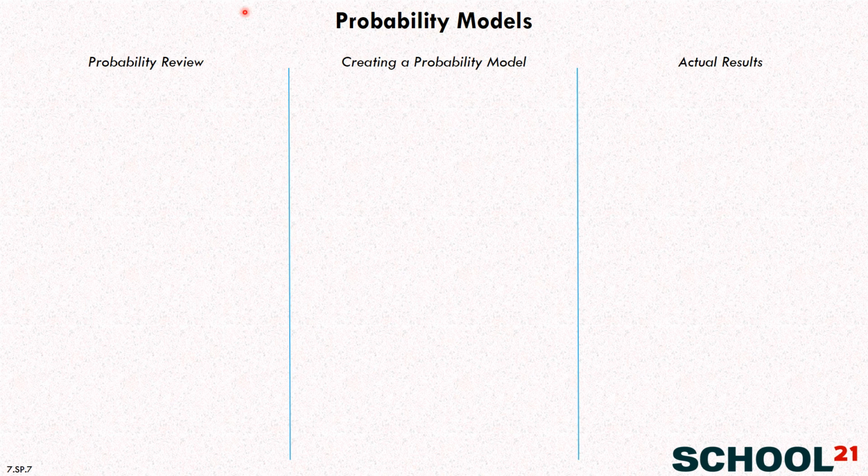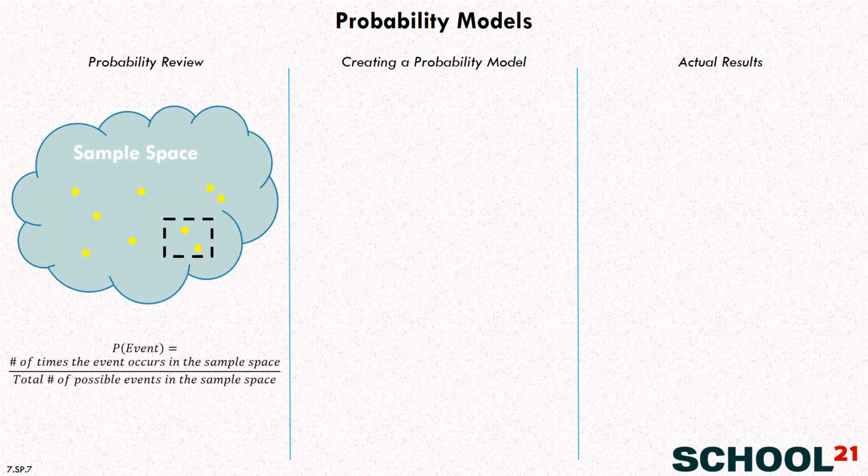Okay, let's spend a few minutes talking about probability models, which are just ways to predict what's going to happen in the real world using probability. So quick probability review here. We know that probability is about understanding the sample space, all of the different events that can happen, and then the ones that you're particularly looking for.